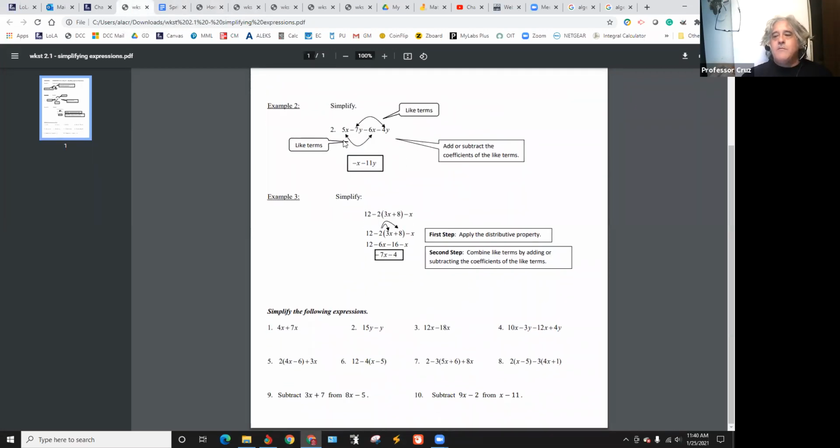Number 2, 5x minus 7y minus 6x minus 4y. Now, they're not all in order, but we put together the ones that are like, 5x and negative 6x. We still use our rules for whole numbers. 5 minus 6 is minus 1, and then the common term of x. Negative 7 and negative 4, these are just plain old y's, so negative 11y.